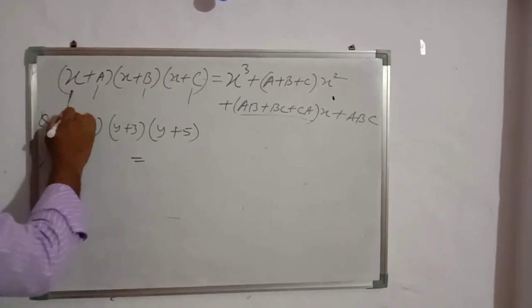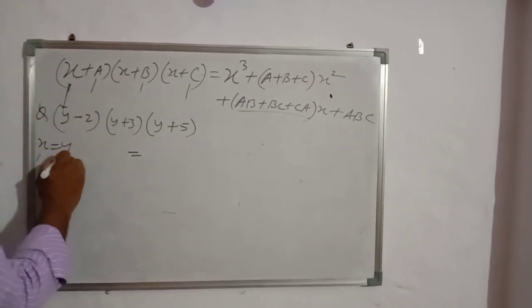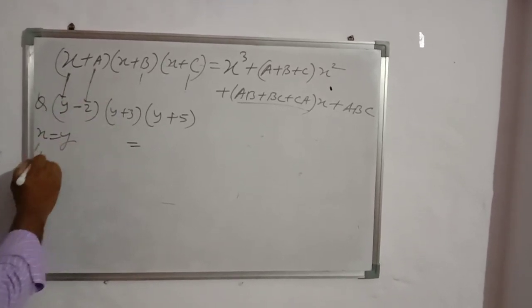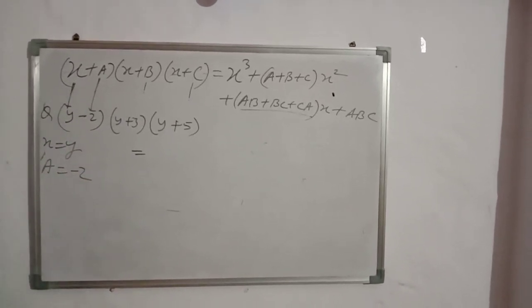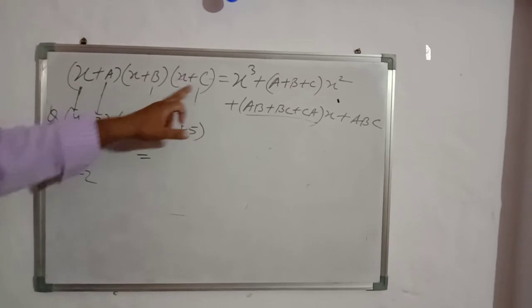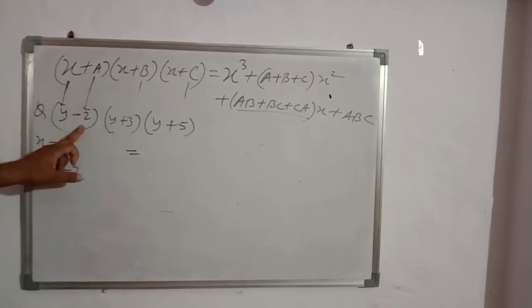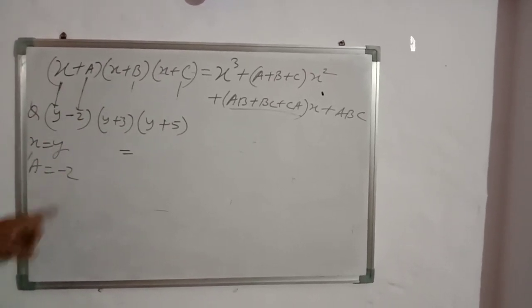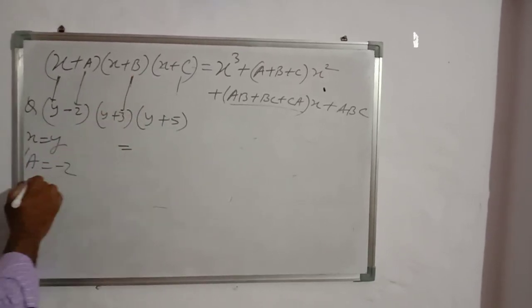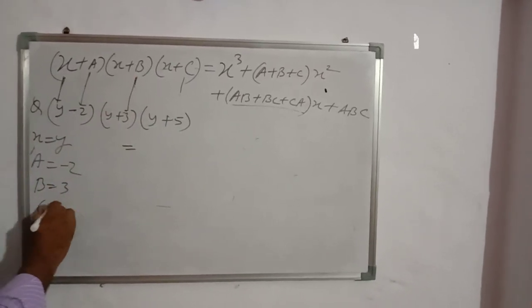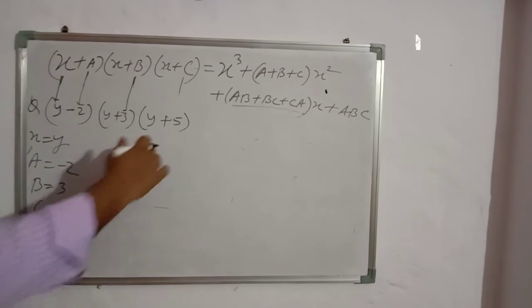Compare with this, what is x? X is y here. What is A? A is minus 2. I told you that we have to take the values of A, B, C with sign. So A is minus 2. We will not use plus 2 here. What is B? B is 3 and C is 5. We will put these values on the right side.